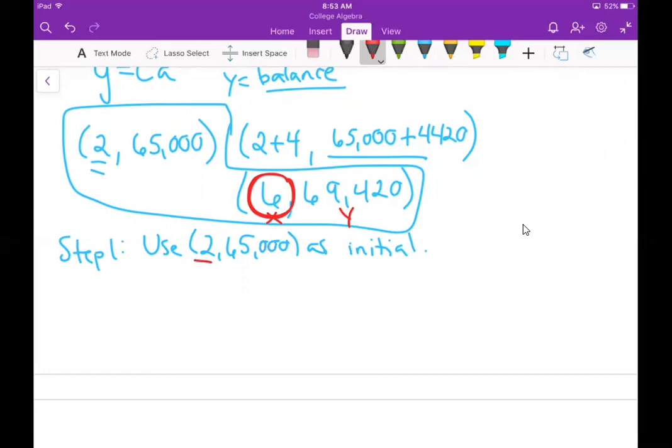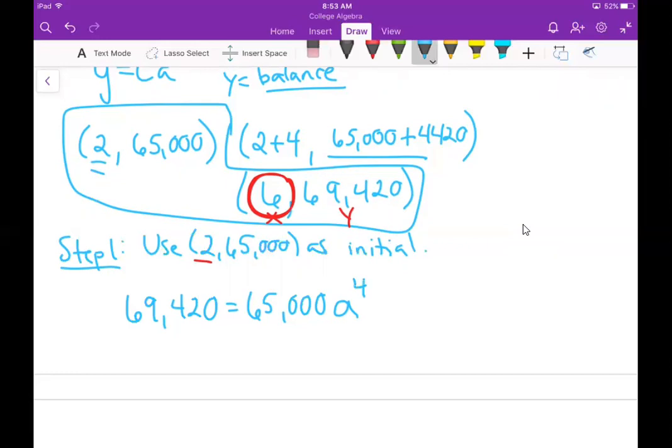So y can go in just like we see it. So y is 69,420. That equals the initial amount 65,000, which gets multiplied by the growth factor, which is what we're always trying to find in the first step here. And a is always taken to x minus that initial x. So here we're going to end up with 4 for a power there. Okay, so 6 minus 2 becomes 4.